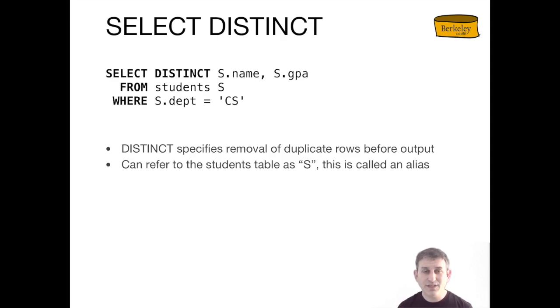Okay. And again, you see that the alias S for students is being used. The word AS, which we had before the alias before, is actually optional. So here, instead of saying from students AS S, we're just saying from students S. Both are legal.